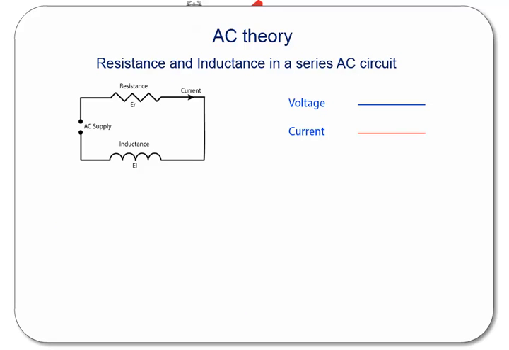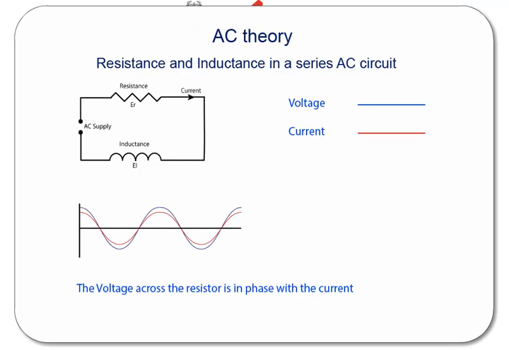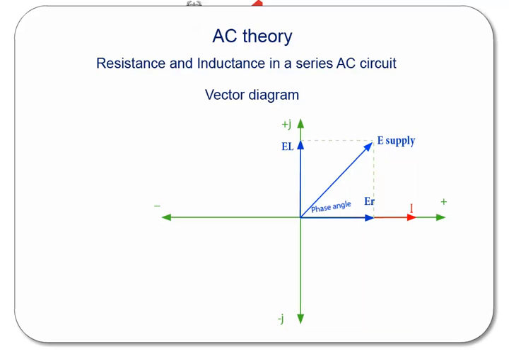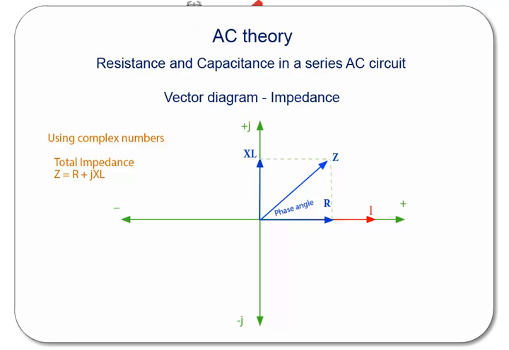This is a series circuit consisting of a resistor and an inductor. Once again, the current is the reference. The voltage across the resistor is in phase with the current. The voltage across the inductor leads the current by 90 degrees. The vector diagram shows that the voltage across the inductor is a positive j value because the voltage is leading and the vectors are rotating anti-clockwise. The phase angle is positive. The vector diagram is showing the relationship between resistance, inductive reactance, and impedance.